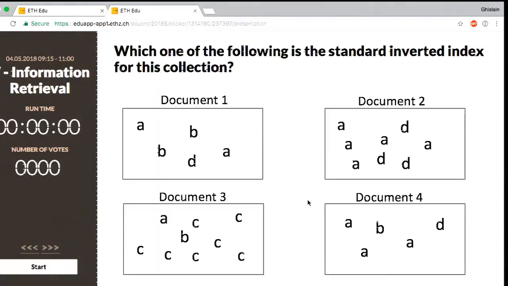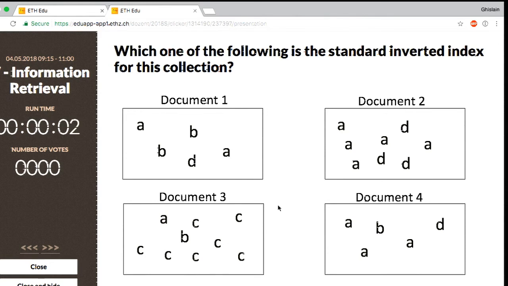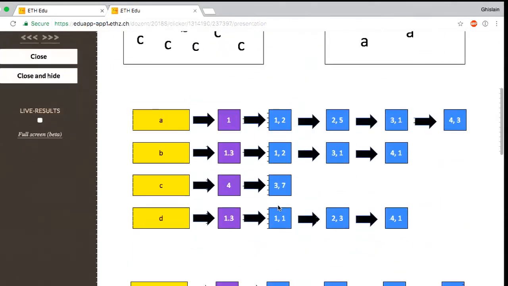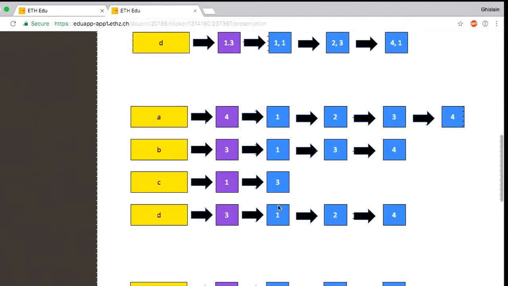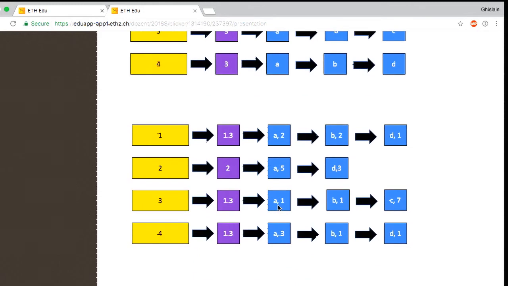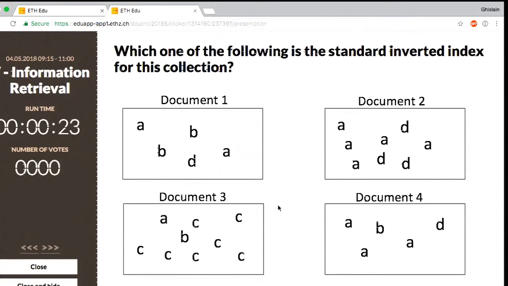And the subsidiary question, still with the same thing, which one of the following is the standard inverted index for this collection? Is it this one? Is it this one? Is it this one? Or is it this one? Can you see it properly on your screens? Or should I show it again? Does anybody want me to show it again, the answers? Okay, I'm assuming you can see it correctly.